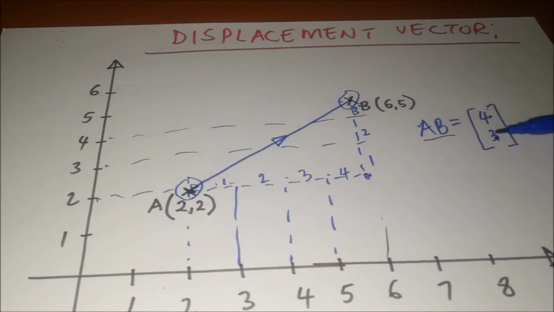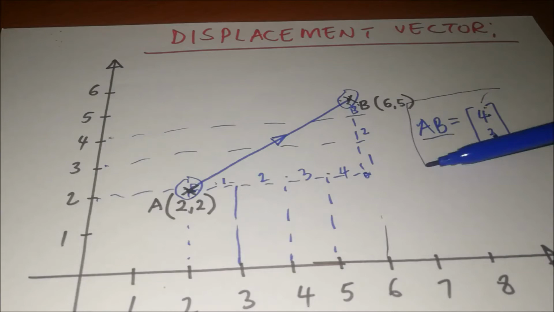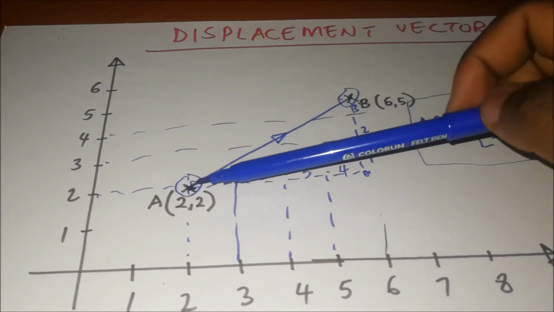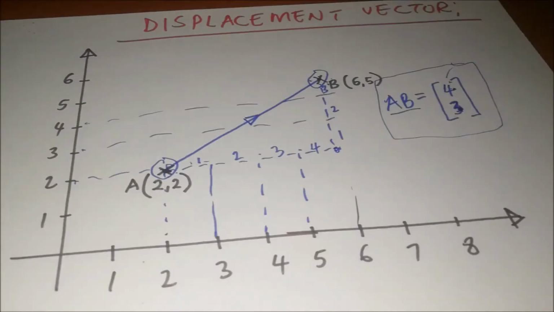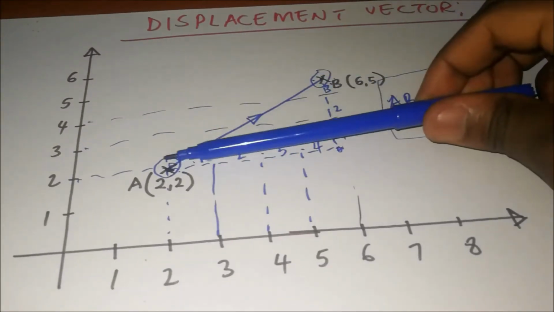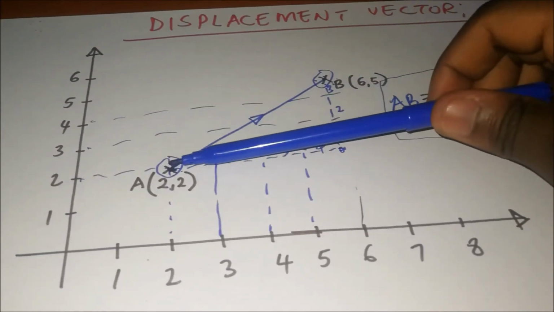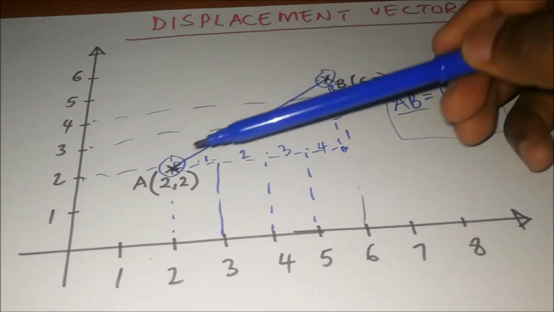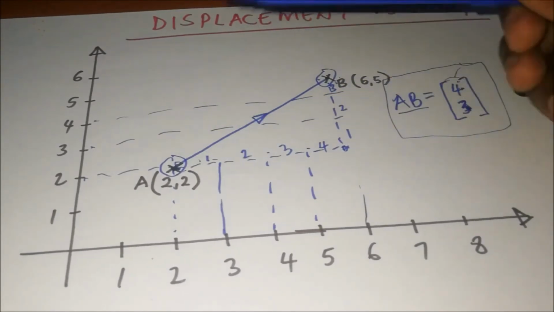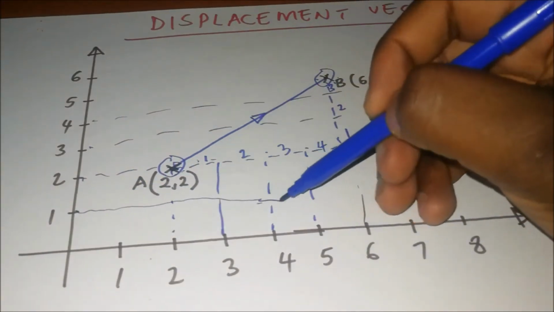And so this movement is what we are calling the displacement. And so this column vector is representing the displacement from point A to point B. So when we are dealing with displacement vectors, we are talking about displacement from a specific point. So if I'm moving from A to B, this column vector represents the displacement from A to B, then maybe let's say I've started it maybe from this point.